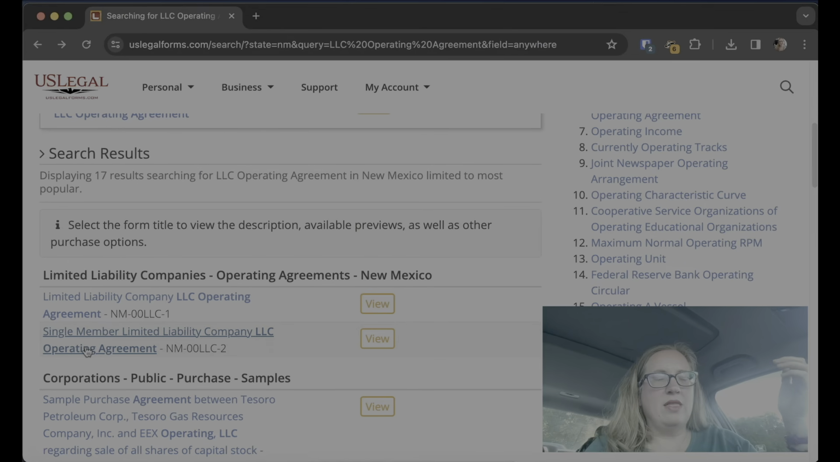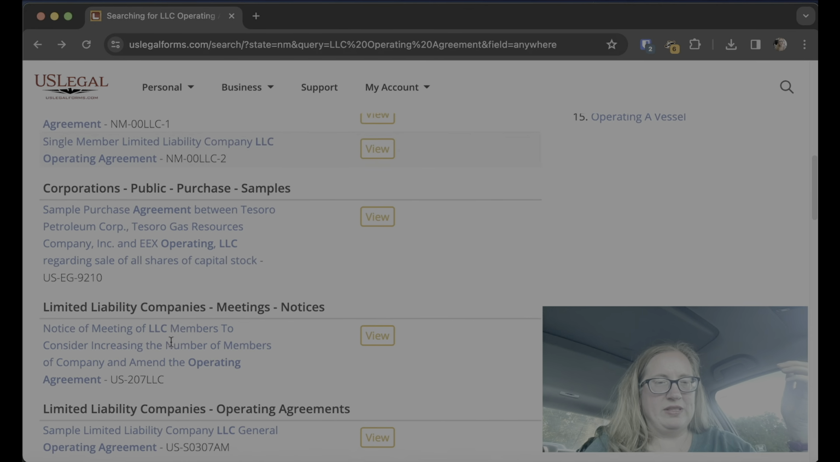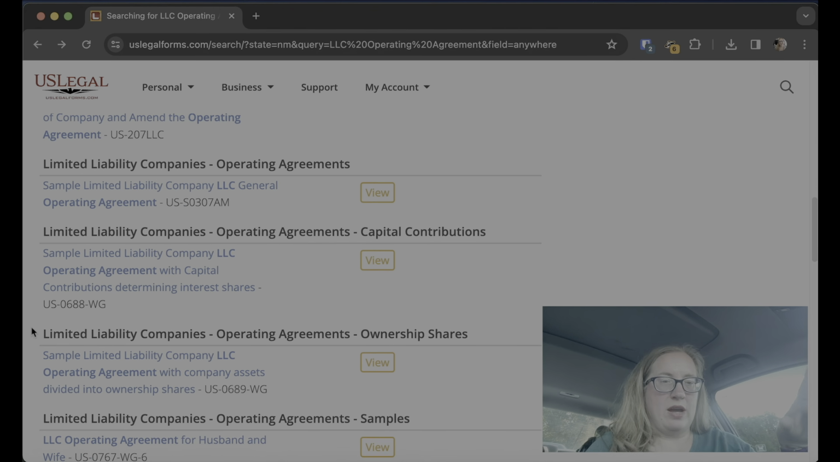That's more of a common thing when a business is larger. And then this one that I did, the single member limited LLC operating agreement, was actually for New Mexico specifically. It's not like for the entire United States.